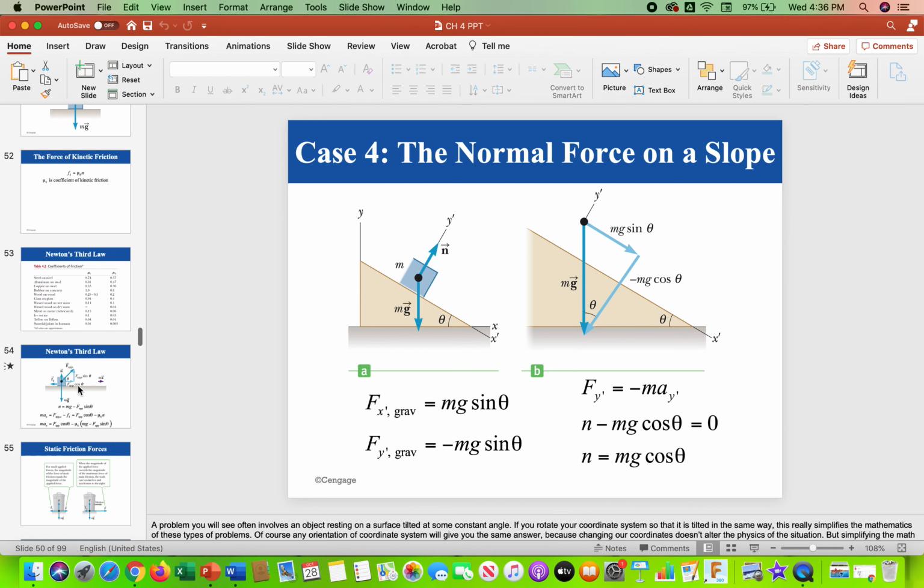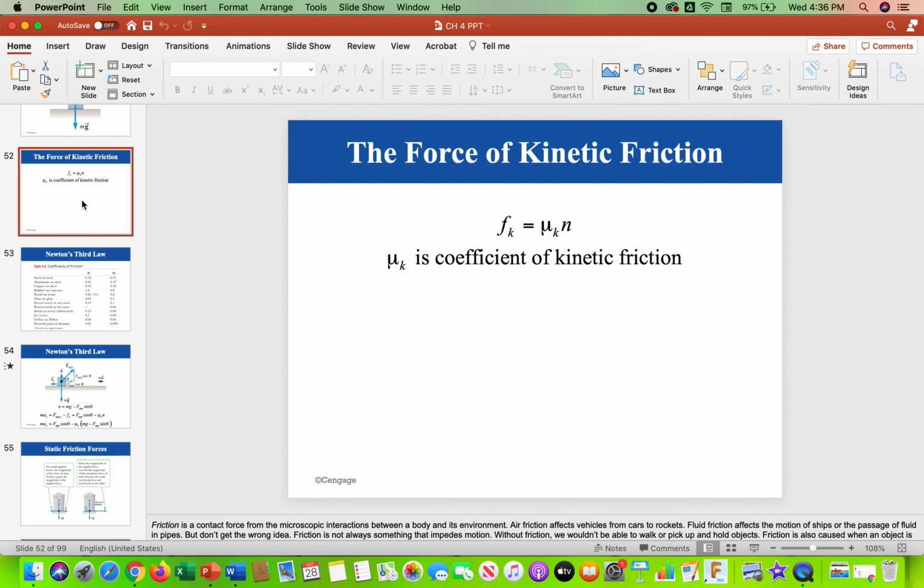Now, we have a separate screencast to discuss friction forces. Friction forces are also surface forces that act between two surfaces that resist the sliding motion between those two surfaces. And to go in more detail on those friction forces, that will be the other screencast.